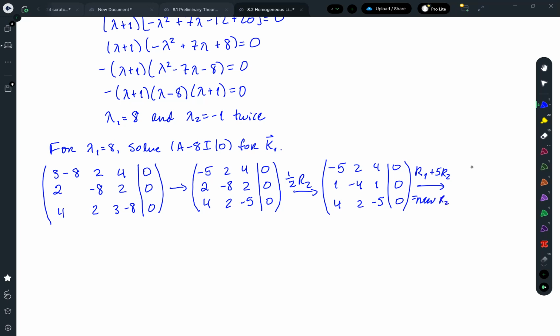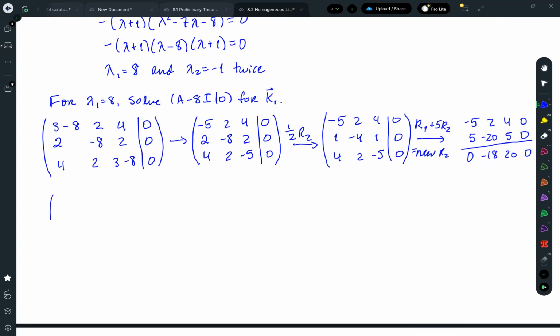So I'll write out what this means. Row 1 is negative 5, 2, 4, 0. Row 2, when it's multiplied by 5, gives me 5, negative 20, 5, 0. Adding the columns, I get 0, negative 18, 20, and 0. Okay? Now, that's my new row 2. So I rewrite my matrix. Row 1 is still negative 5, 2, 4, 0. Row 2 is now 0, negative 18, 20, and 0. And row 3 is 4, 2, negative 5, 0.